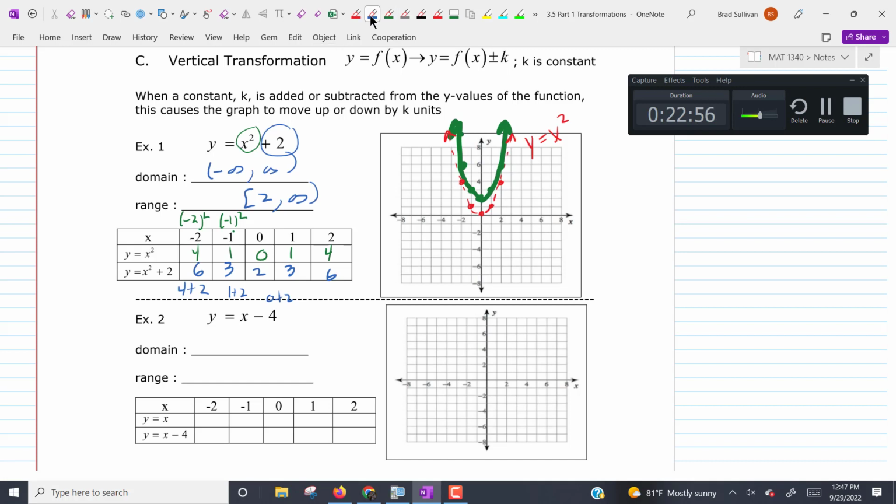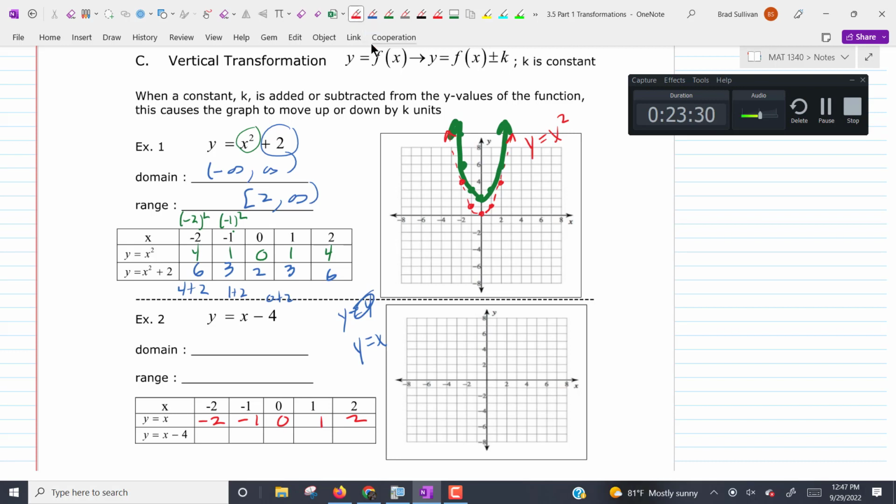Our elementary function on this one is y equals x. What we're doing is we're subtracting 4. This is going to make the graph go down 4. That's what's going to happen. The minus 4 makes all the y values get smaller by 4. When you do y equals x, all that means is that x and y are the same. So just these numbers are going to be the same: negative 2, negative 1, 0, 1, 2, like that. This is going to give you a line.